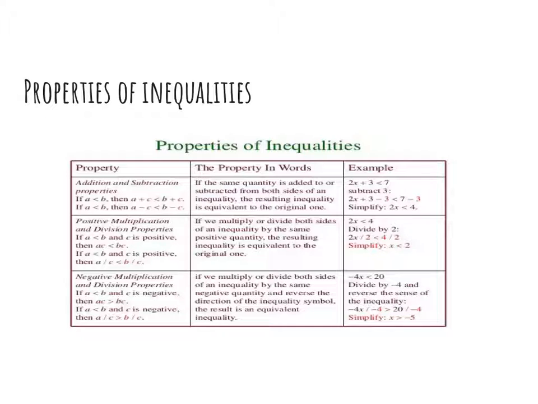It's when I have a negative number that I multiply or divide by is when things get a little different. When I multiply or divide by a negative number, I have to flip the inequality. So if I have negative 4x is less than 20, divide both sides by negative 4, I flip the inequality, so it's not less than anymore, it's now greater than, and so I get x is greater than negative 5.